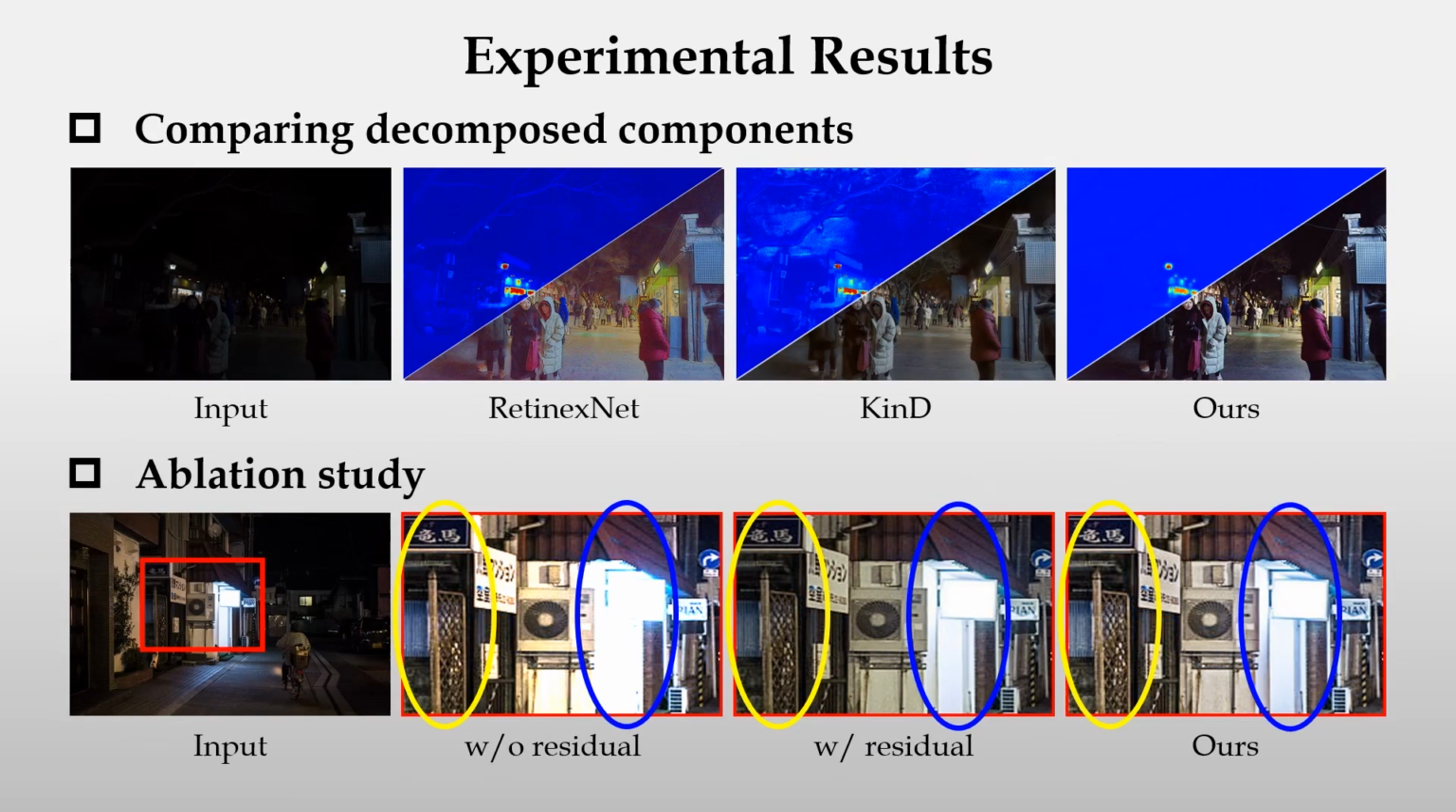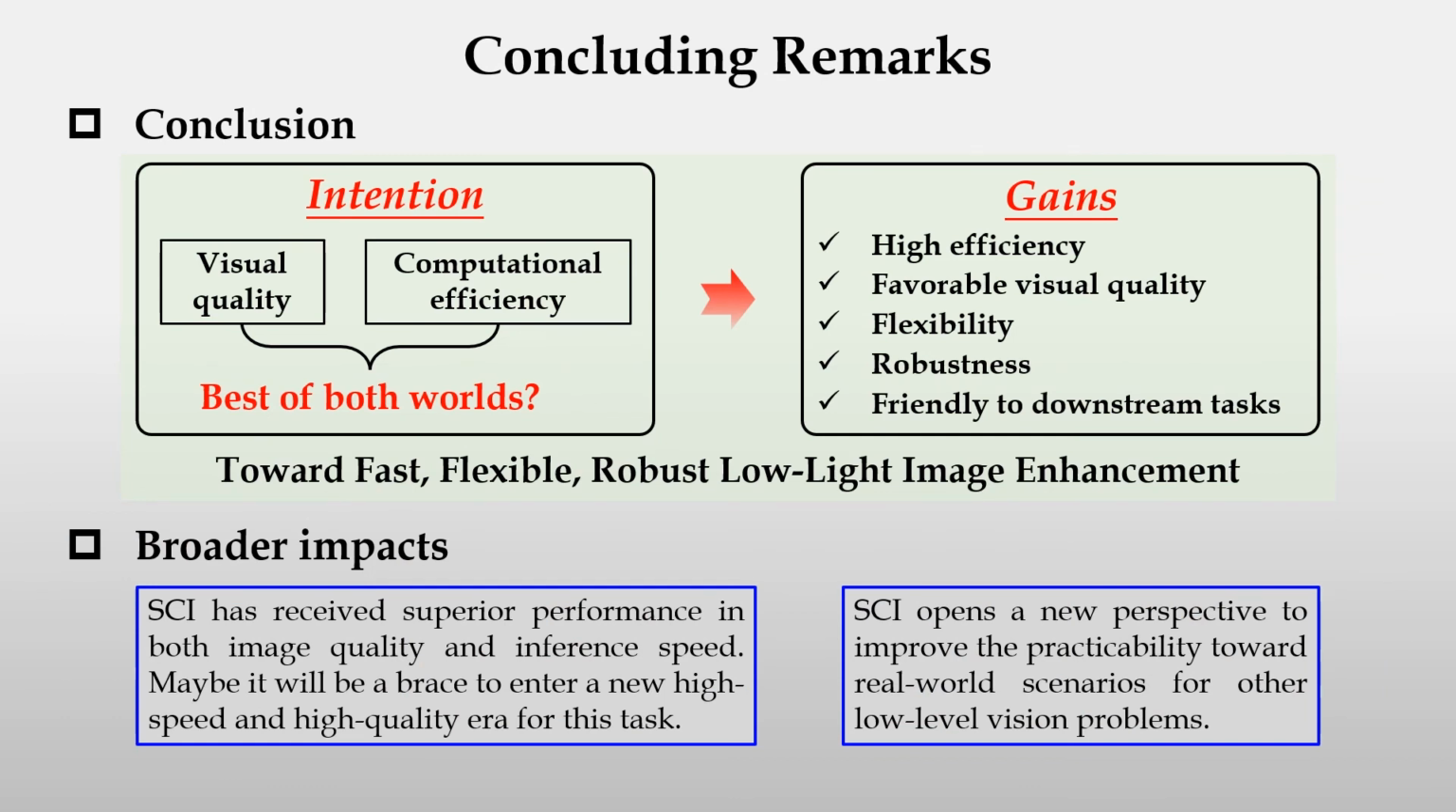In this slide, we show the results of different decomposed components methods and the results of the ablation study. In general, SCI has achieved superior performance in both image quality and inference speed. Maybe it would be a breeze to enter a new high-speed and high-quality era for this task, and SCI opens a new perspective to improve the practicability toward real-world scenarios for other low-light vision problems.